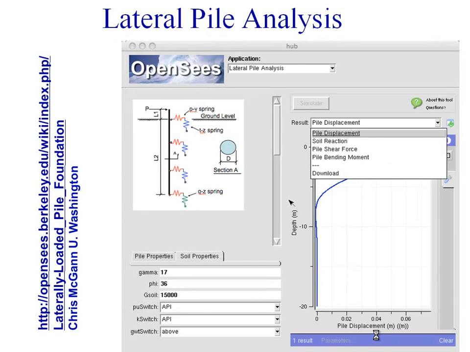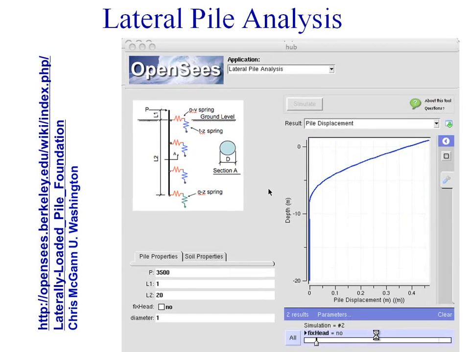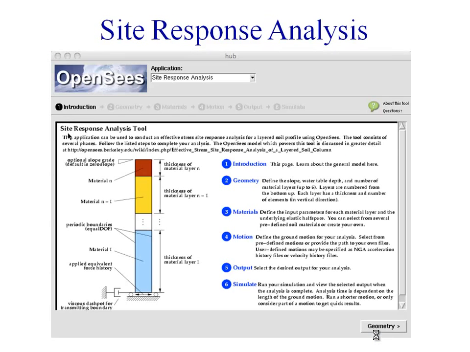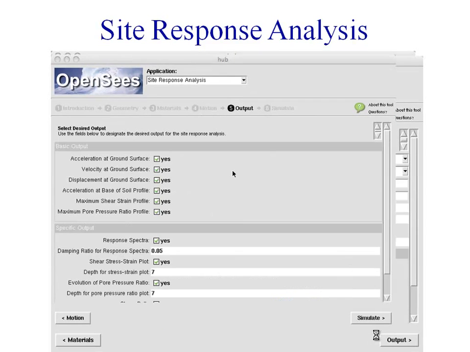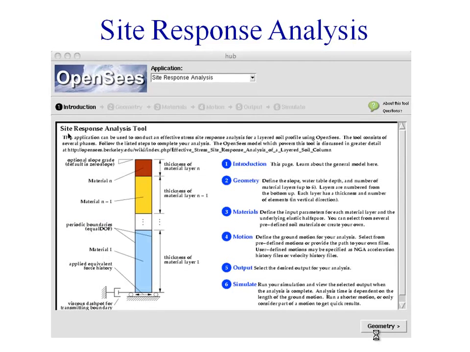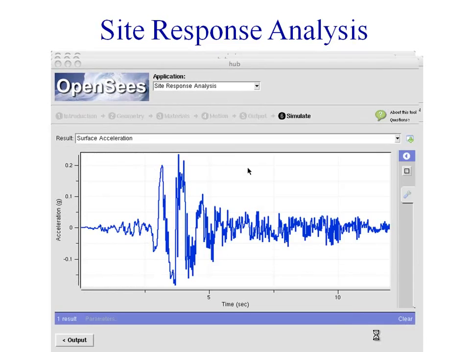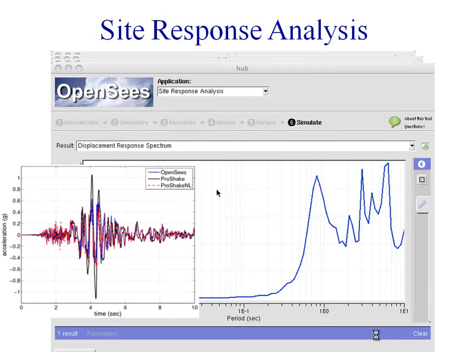Another example of a little tool is lateral pile analysis. It allows you to play graphically to show you the effects. There's also a little tool for site response analysis, where you provide the input at the base of your soil column, and it will determine what the response is at the top of the soil column. This pretty much does what ProShake NL will do. It's freely available.